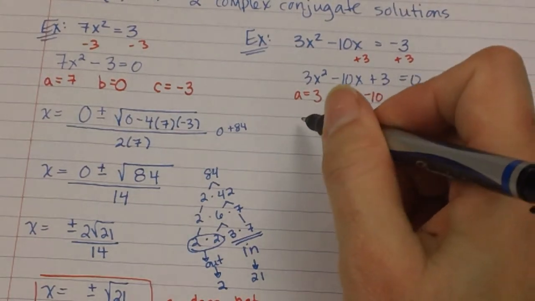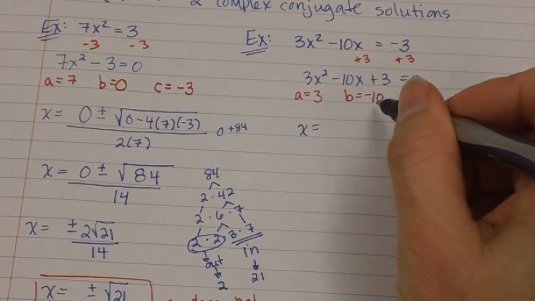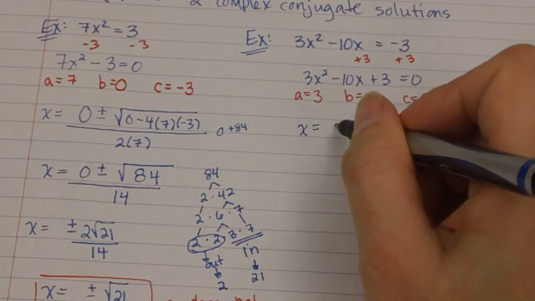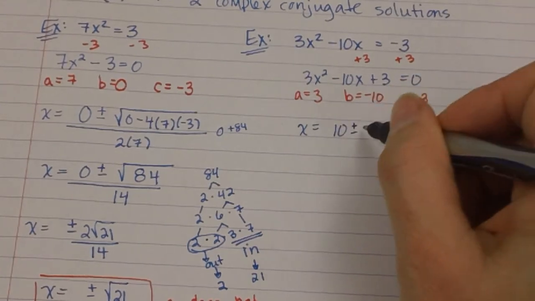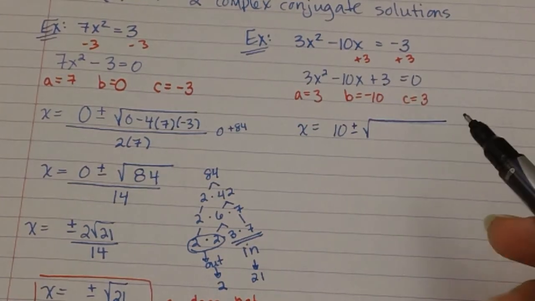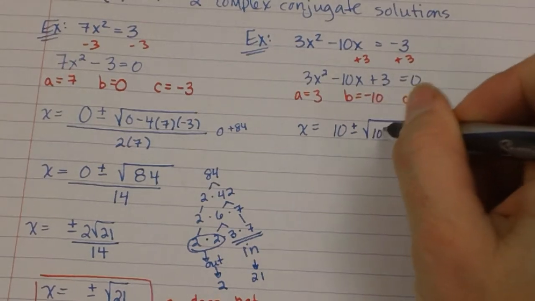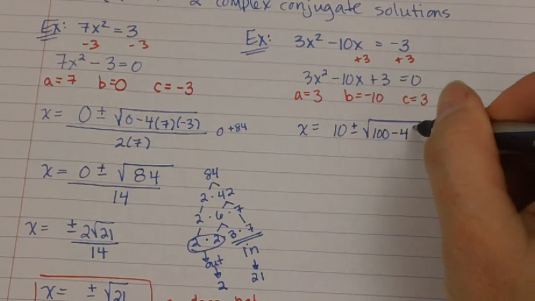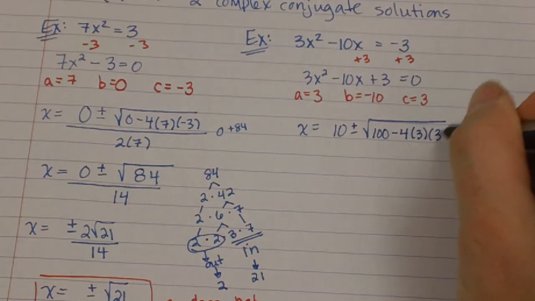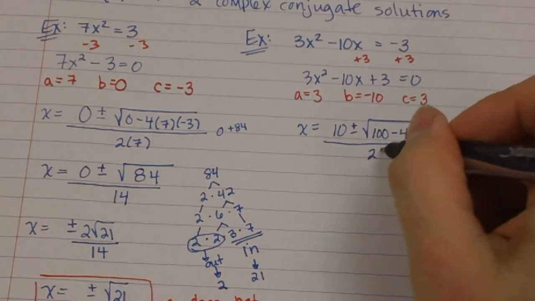Let's go ahead and use our quadratic formula. So x equals the opposite of b. Opposite of negative 10 is positive 10. So 10 plus or minus the square root of b squared. Remember, b squared is always positive. So when I take negative 10 squared, that is 100 minus 4 times a times c, and then divided by 2a.